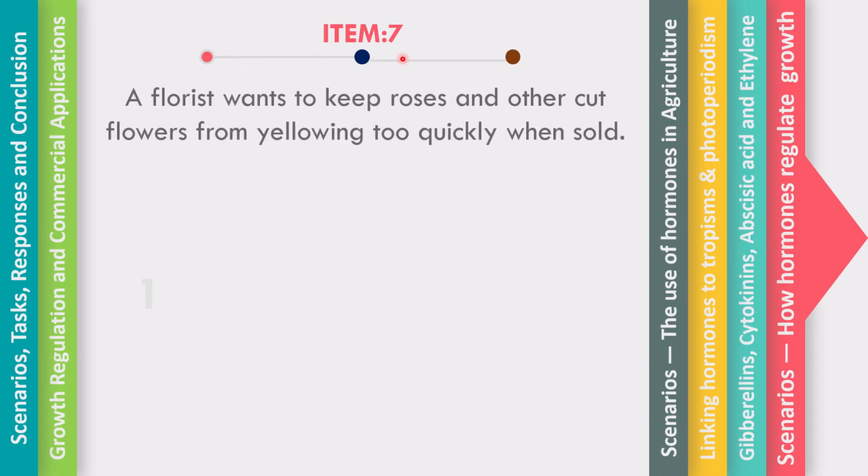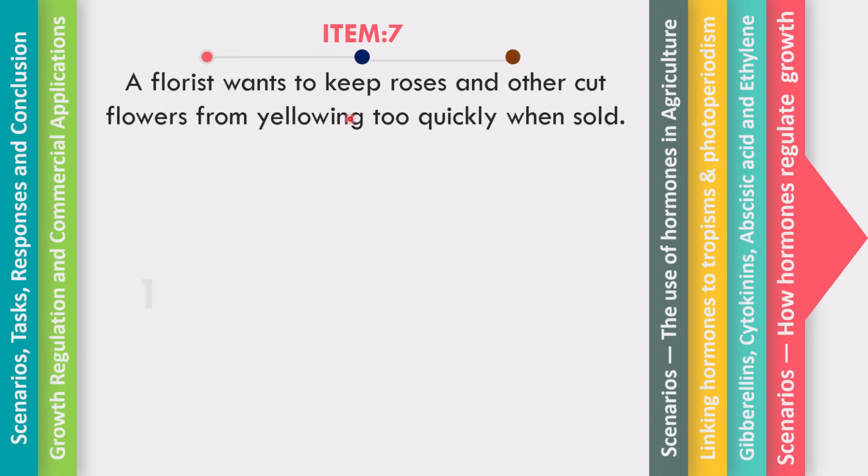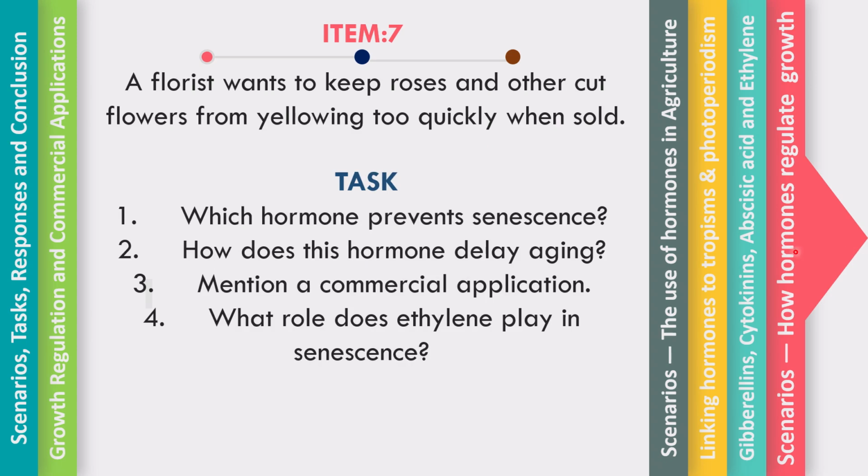Item 7. A florist wants to keep roses and other cut flowers from yellowing too quickly when sold. Task. Which hormone prevents senescence? How does this hormone delay aging? Mention a commercial application. What role does ethylene play in senescence?